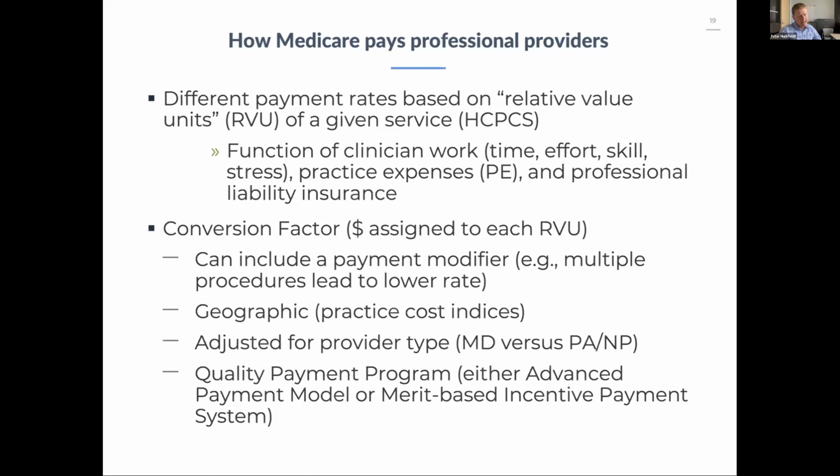If you're not participating in an ACO or a similar program, then you're on the merit-based incentive payment system track, which is basically like a pay-for-performance system, where depending on your performance on an array of different measures of efficiency and quality of care, if you're performing well, then you receive positive adjustments. If you're not performing well, then you receive negative adjustments. So that's another adjustment that happens to professional providers' payments by Medicare.